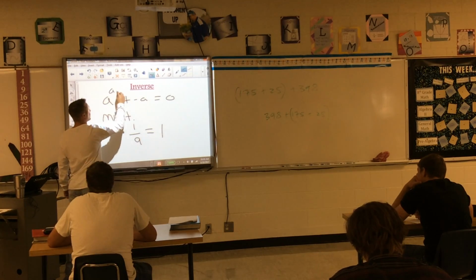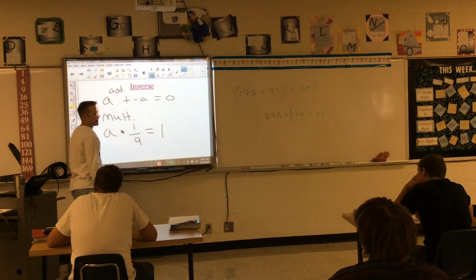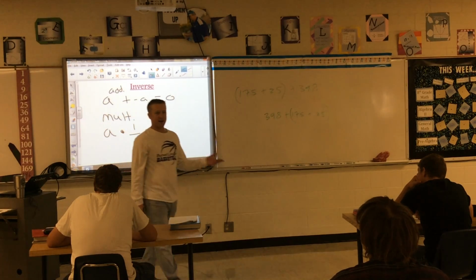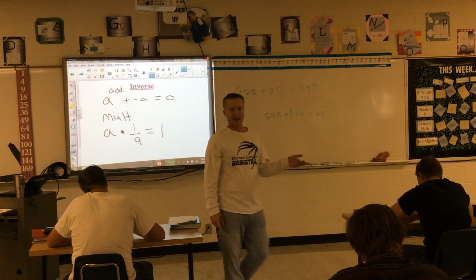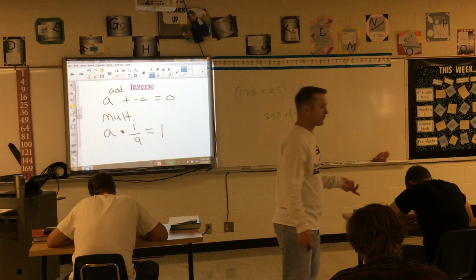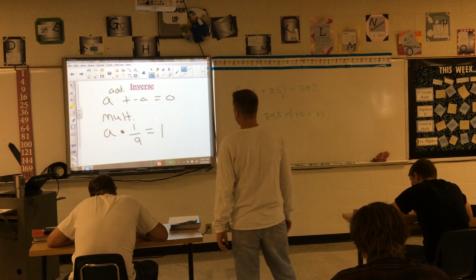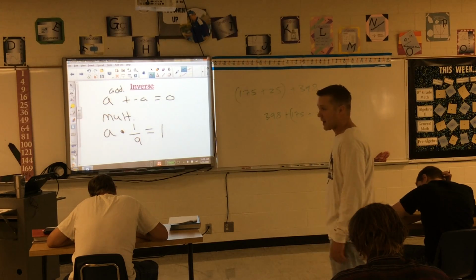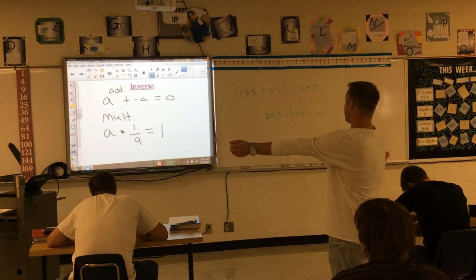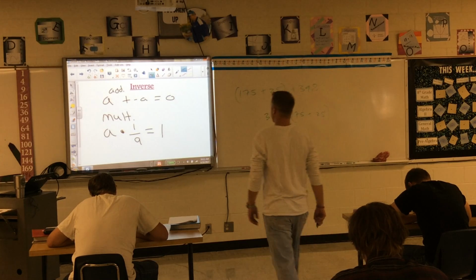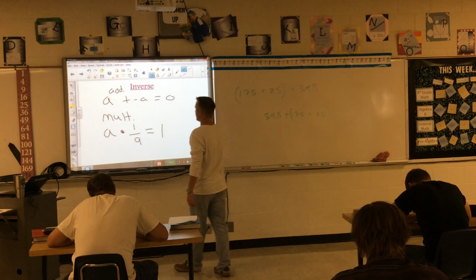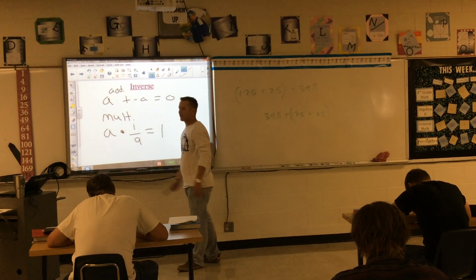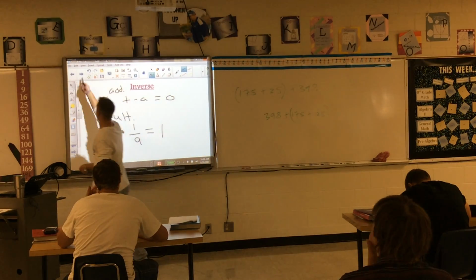This is your additive inverse. What do I add to A to get 0? What do I multiply to A to get 1? Multiplicative inverse. Additive inverse. Add the opposite, multiply the opposite. Okay? Do we need to do any examples of those? No. Okay. So that was 4.